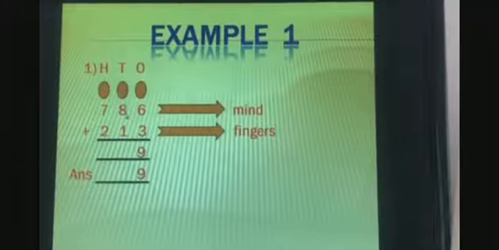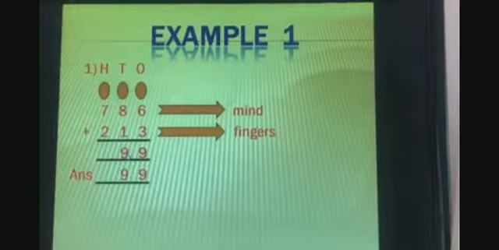So what we will do? We will keep the tens place number, the upper digit of the tens place, in mind and open fingers for the lower digit. And when we count one finger after 8, we again get the answer 9 here.